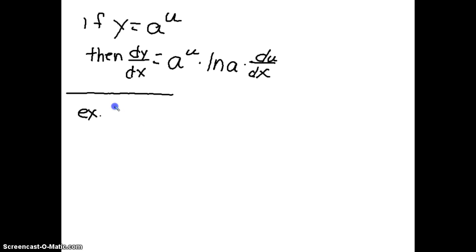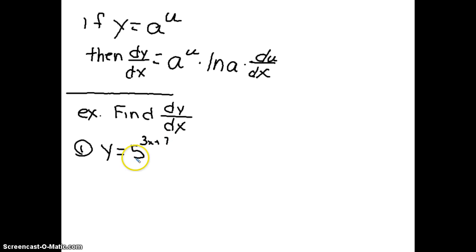So we want to find dy dx. And I'm only going to do 2 of these because once you get the hang of it, it's easy. It's just applying the rules. So the first example, y equals 5 to the 3x plus 7. So this is a to the u.